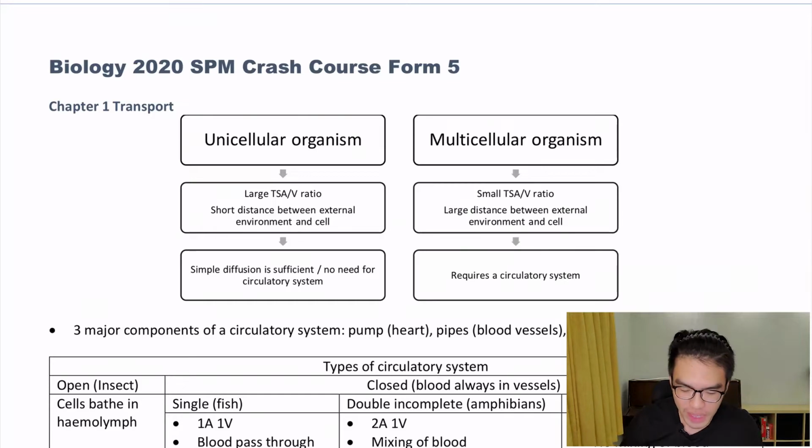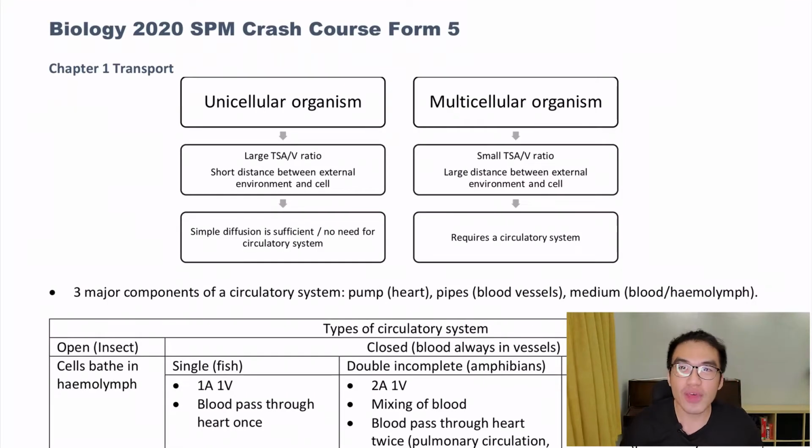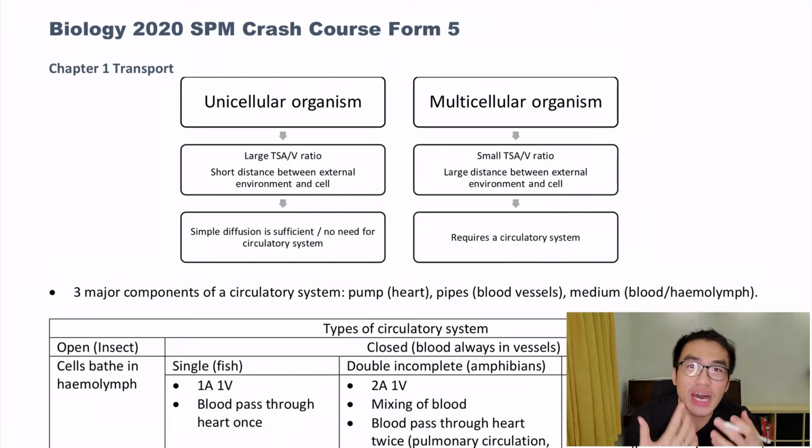Alright, so let's begin with our Chapter 1 Transport. Let's look at why multicellular organisms like us need a transport system, whereas unicellular organisms like paramecium don't need one. The keyword here is the large total surface area over volume ratio. I just put it short as TSA over V. If this TSA over V ratio is very big, like a bacteria, you don't need a system. If it is very small, like us humans, our surface area is not enough to support the volume of cells inside of us.